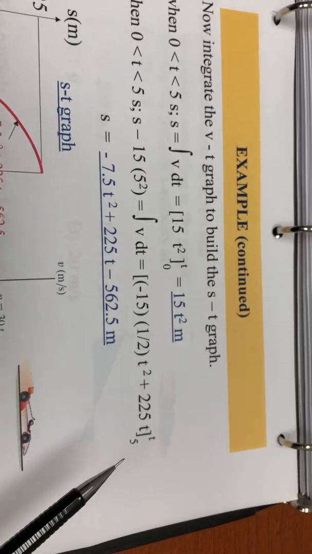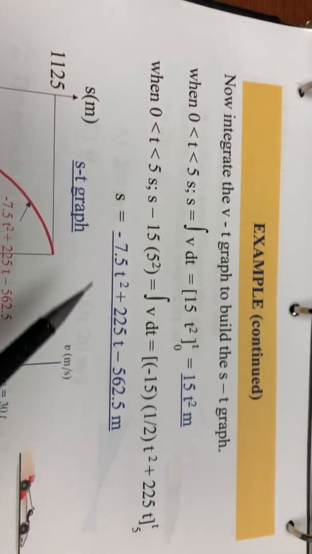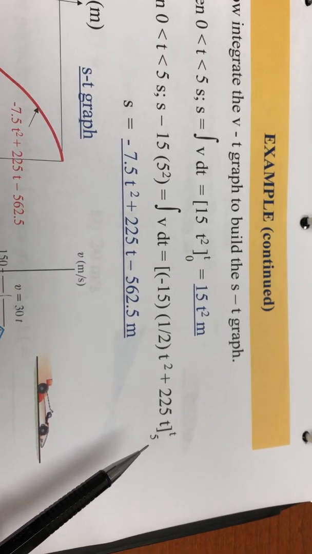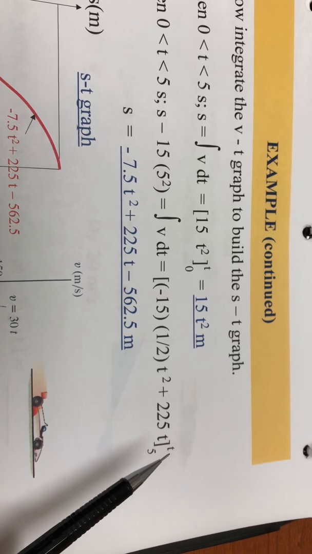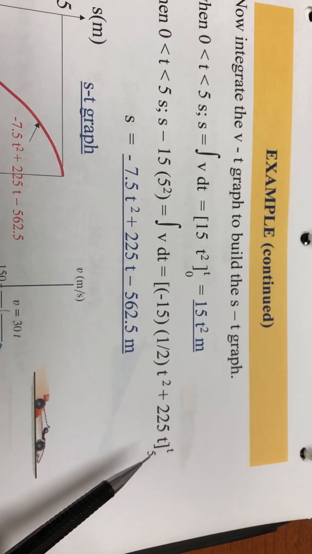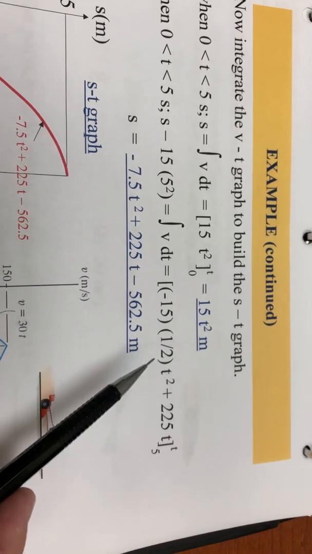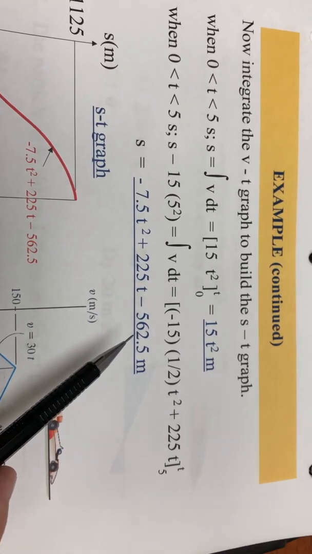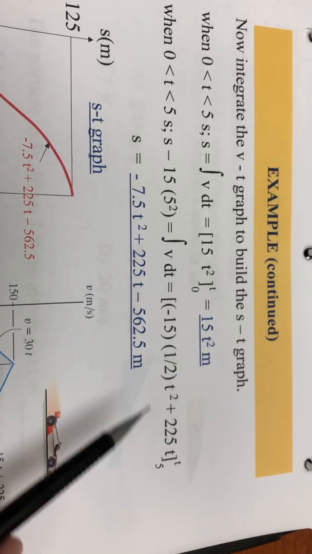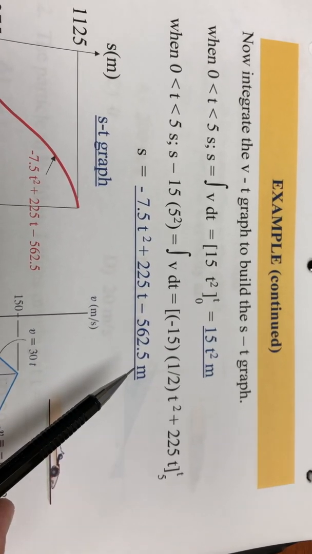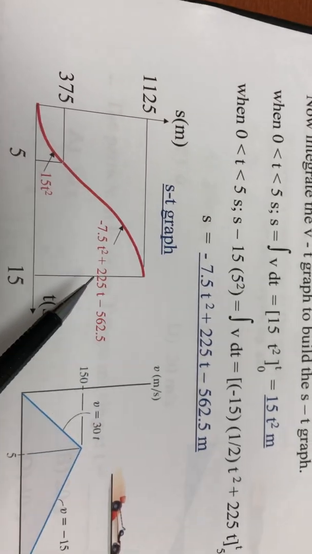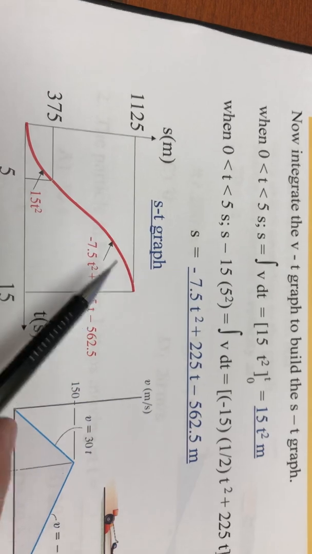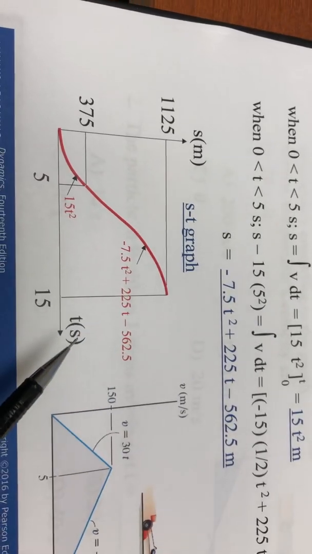The important thing to note is that in this second region of the curve, this starts at 5 seconds. So we're actually going to have to evaluate this from 5 to t. When we do that, this equation ends up getting an additional term, which is what we get when we plug 5 into this equation. That's why we have that additional term there. So in this region of the graph, we now know what the position is as a function of time, and we've got an equation for it.